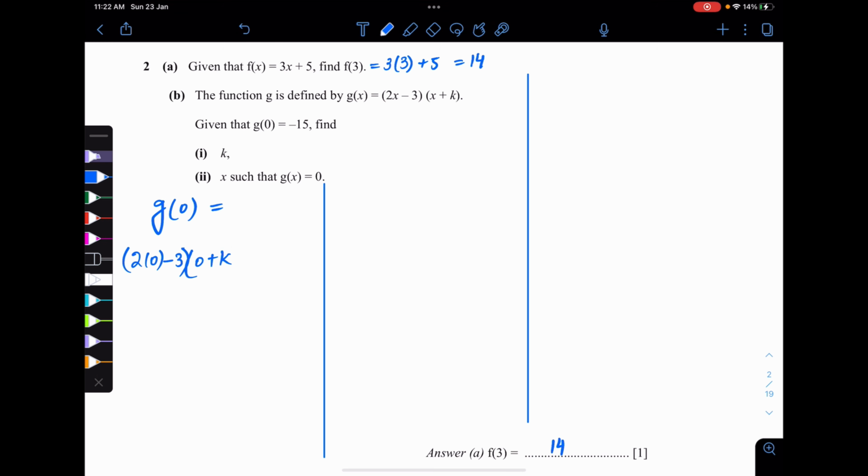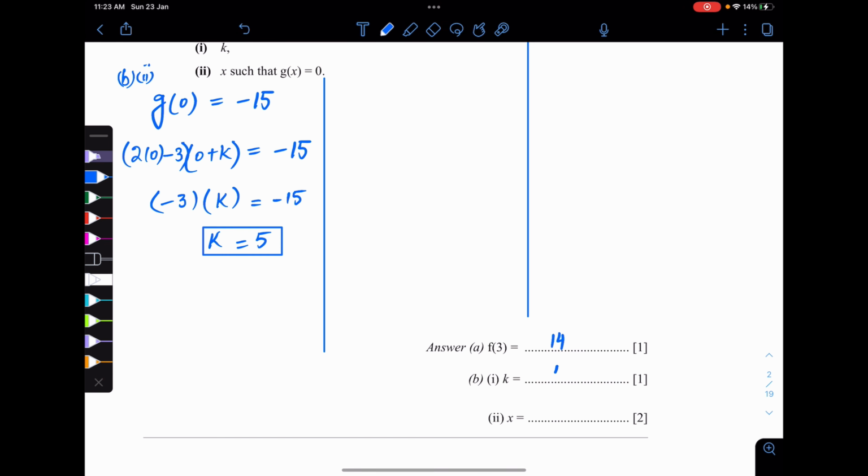So let's go to function g and put x equal to 0. Once you have done that, unhide the right hand side and put it equal to negative 15. So this is minus 3 into k is negative 15. From here you can evaluate the value of k, that is going to be 5. So this is the B2 part.